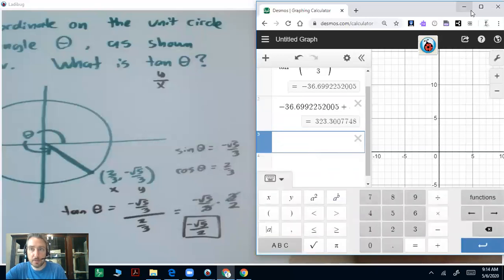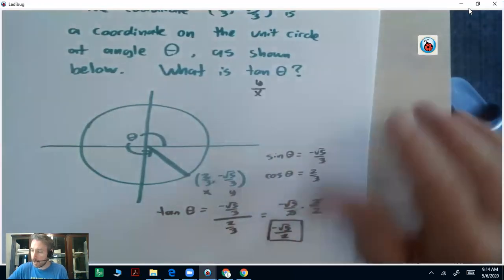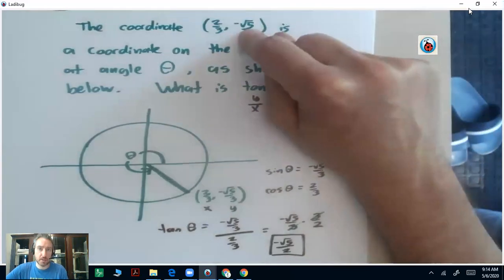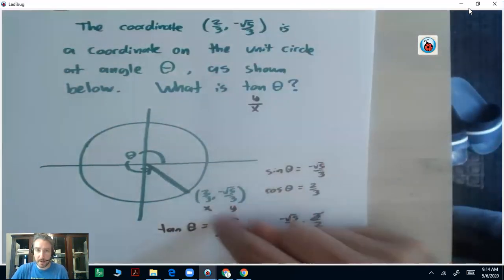But interesting fact. Anyway, I went a little bit more than I had to on that, but understand that if you have non-traditional coordinates, the y value is still going to be the sine, the x value is still going to be the cosine, and you're still going to divide the y by the x to get the tan.